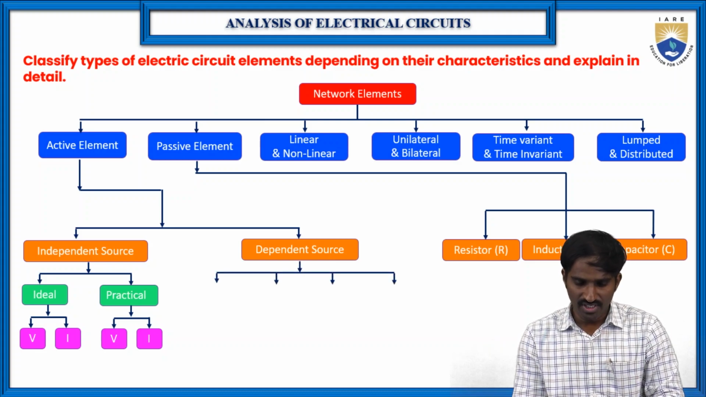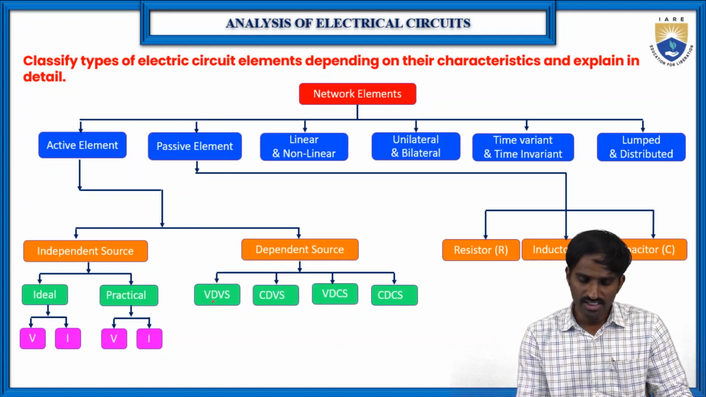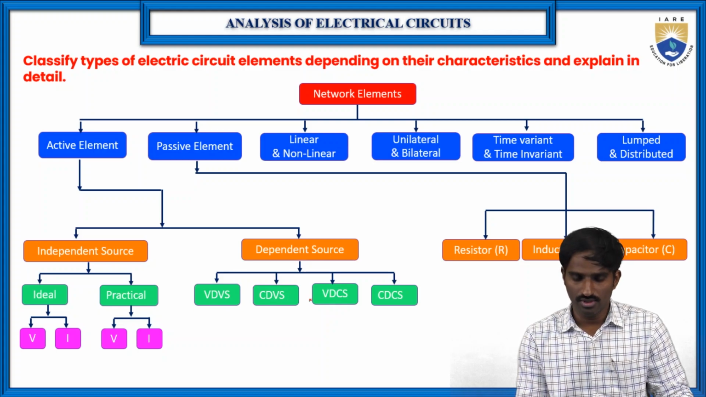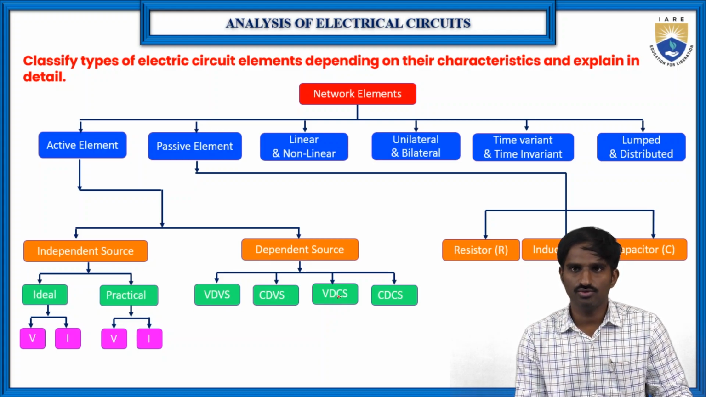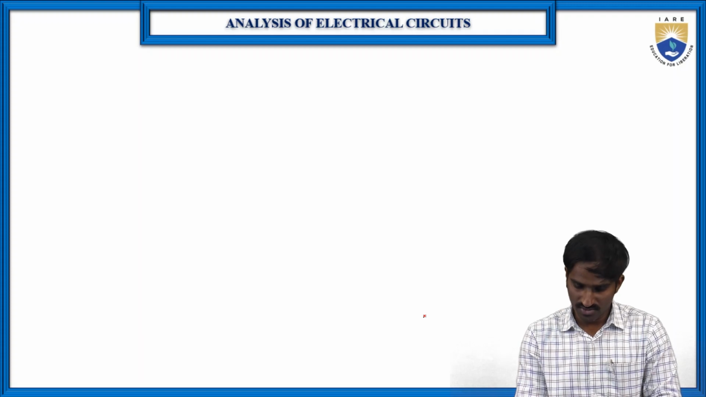Then similarly in the dependent sources also: voltage dependent voltage source, current dependent voltage source, voltage dependent current source, and current dependent current source. These are the various types of the sources, right?